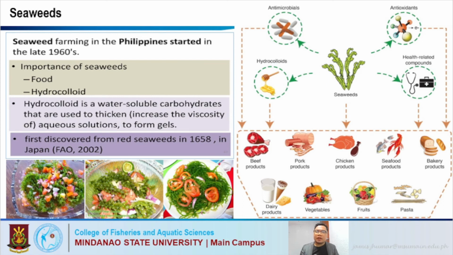Now, hydrocolloid is a water-soluble carbohydrate that is used to thicken or increase the viscosity of products. Sometimes these hydrocolloids are ingredients of toothpaste, shampoos, soaps, and many other hygienic products. It was first discovered from red seaweeds in 1958 in Japan. So there are lots of products that you could produce from the extracts of seaweed. In fact, some of the extracts are now also being utilized as antimicrobial agents to fight against pathogenic diseases in aquaculture.